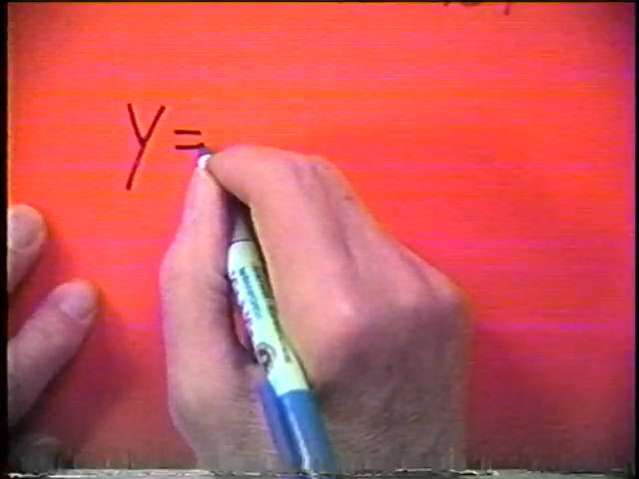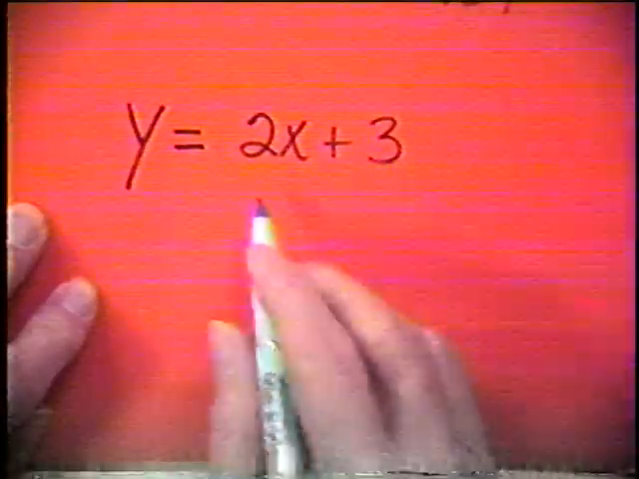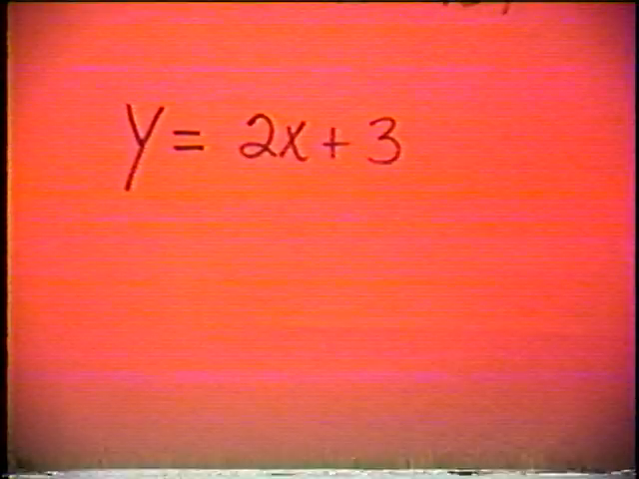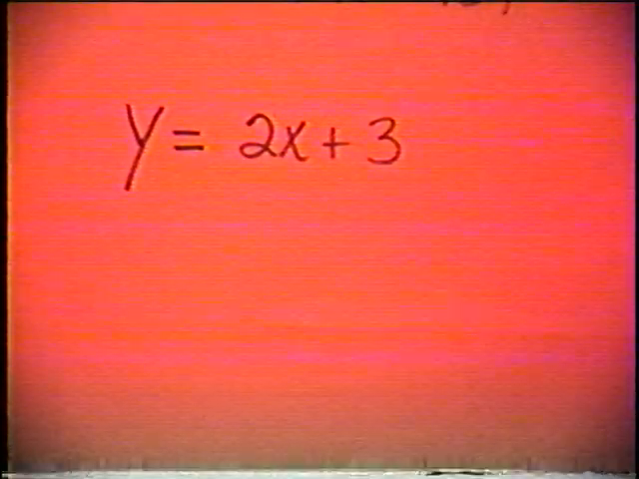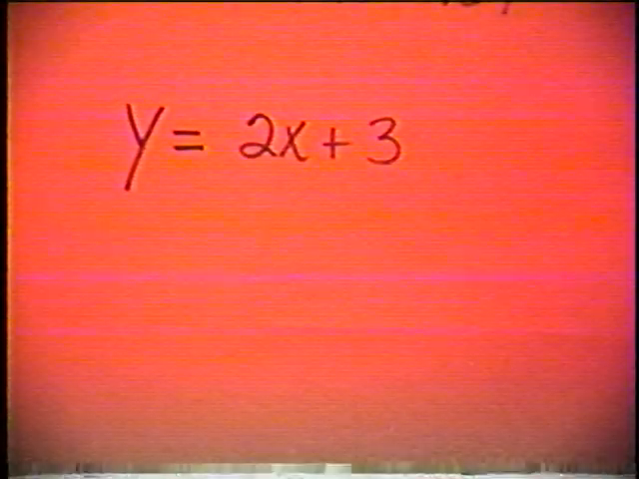Now, anytime we have a linear equation, one that you can graph and you're going to get a straight line, that's going to be a function. Because for each value of x, there can only be one value of y. If I put a value in there for x, how many y's am I going to get? 1. So that's going to be a function.